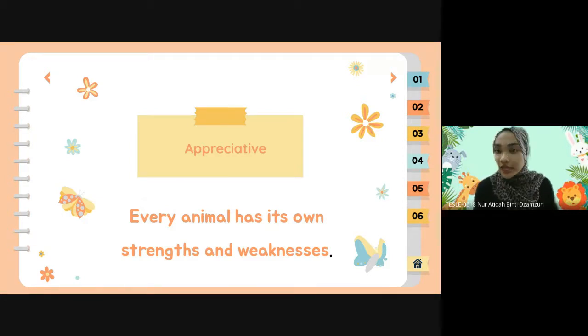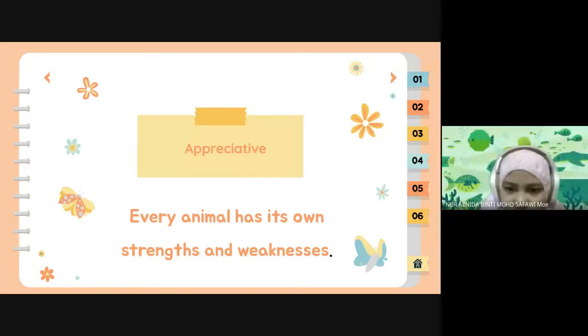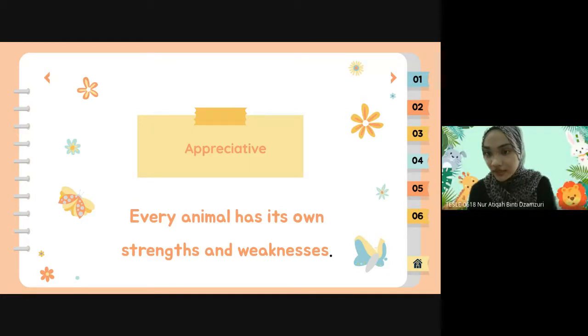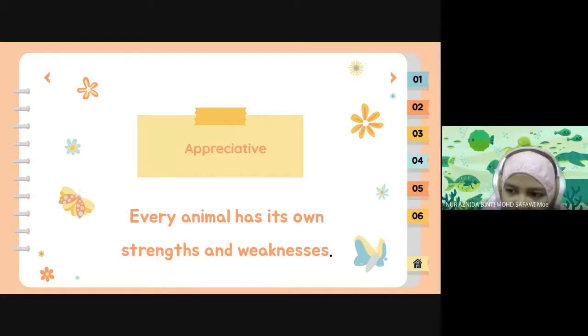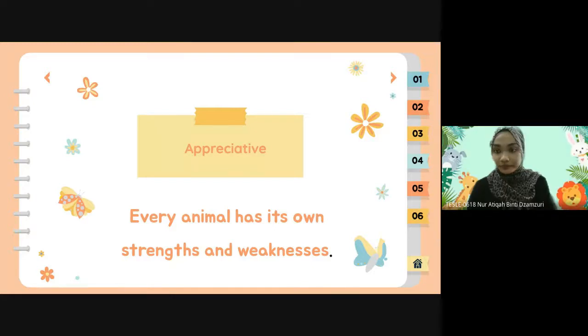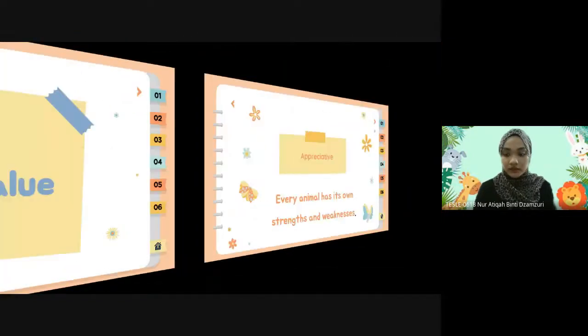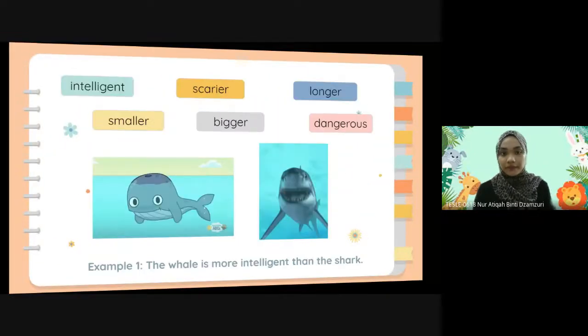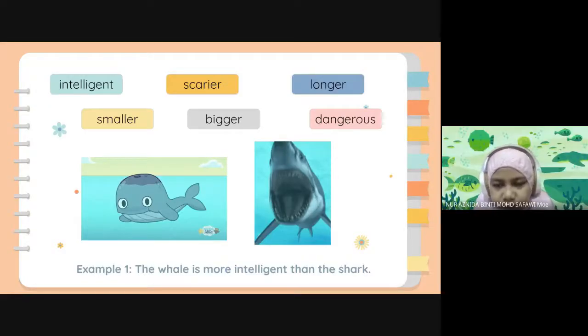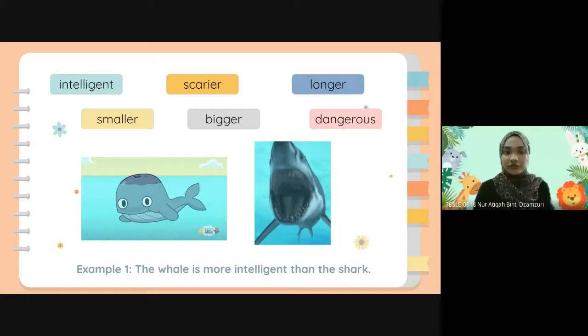Do you have any questions? Who has questions? No. Anyone who doesn't understand? Yes, Azida? How about the homework? Okay, later I will send the homework. Oh, the homework is this. I want everyone to write. Okay, this one. Later I will send this one to the group. And then you have to create a sentence for each adjective. Okay?